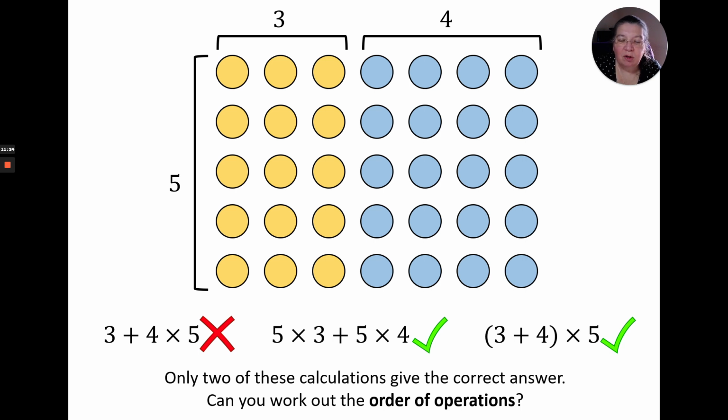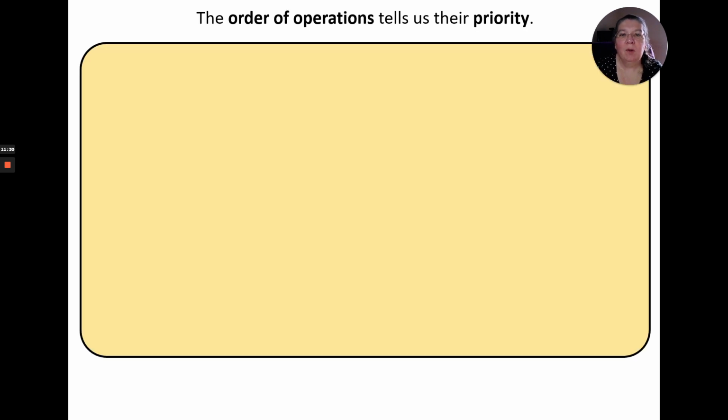Which is the most important? Which should we do next? What's the order we need to do these calculations in? Well, let's have a look. First thing we must do is anything in brackets. They've been put together in those brackets to say, work this out first. So B, you remember for the BIDMAS, B for brackets is the first one to do.